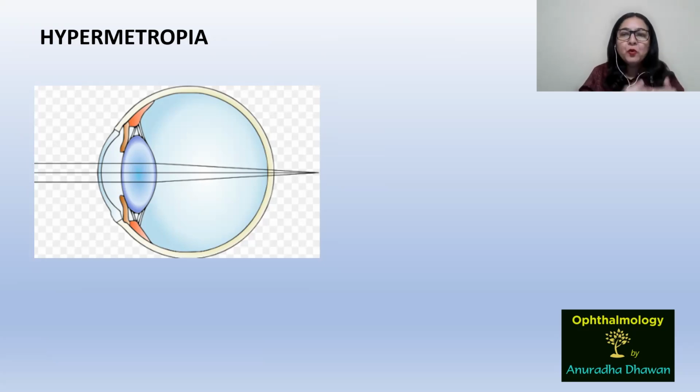Most common cause of both myopia and hypermetropia is axial type. Axial. When the eyeball is bigger in size, that leads to axial myopia. When eyeball is smaller in size, that leads to hypermetropia. Okay, myopia is corrected by minus lenses. M for myopia, M for minus. Myopia is corrected by minus lenses, that is concave lenses. Hypermetropia is corrected by plus lenses, that is convex lenses.